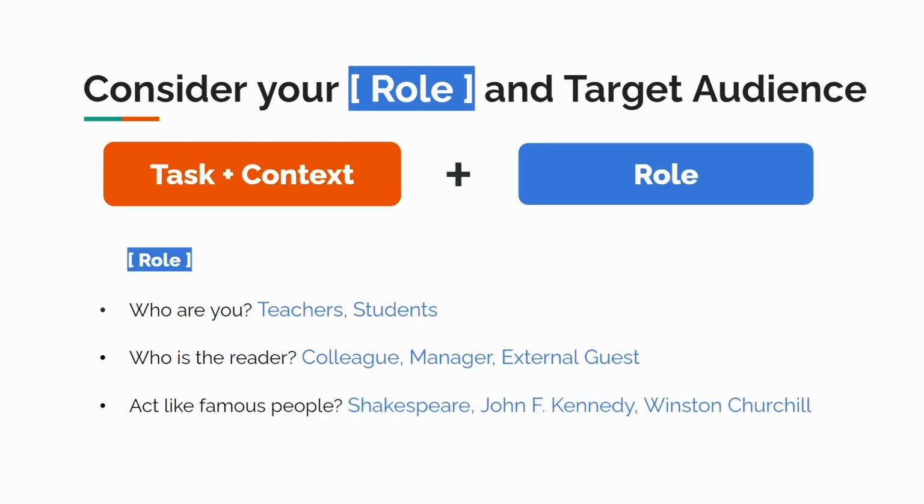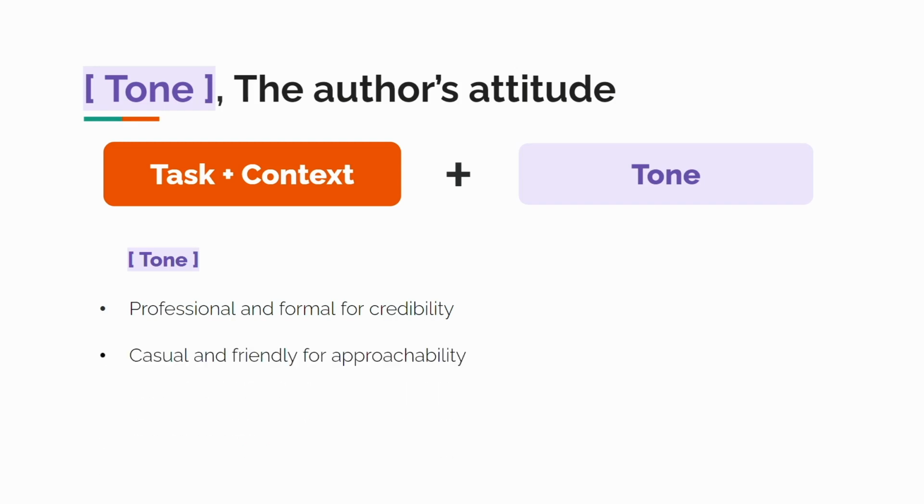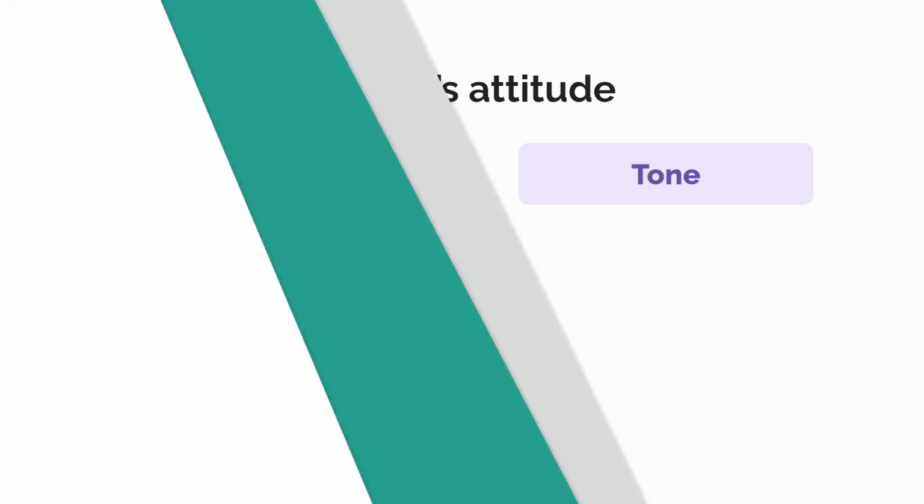Kennedy, or Winston Churchill. The final one is tone, which reflects the author's attitude and plays a significant role in shaping the overall message. You can choose a professional and formal tone for credibility, or a casual and friendly tone for approachability. If you are struggling to come up with tone keywords, just simply describe your situations, feelings, and goals. Remember, a right tone can make a huge difference in creating a positive and impactful interaction.